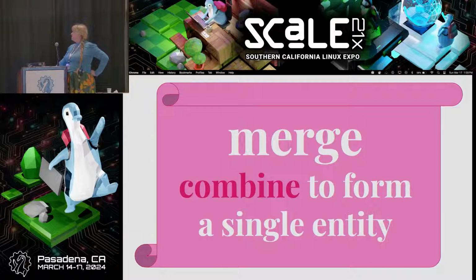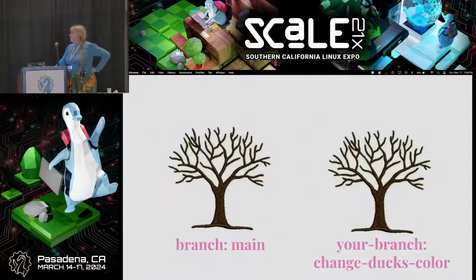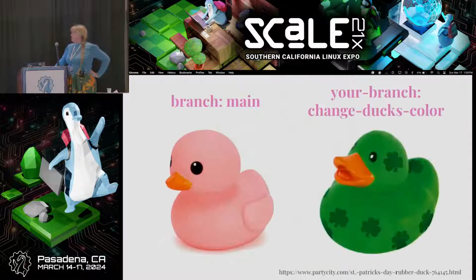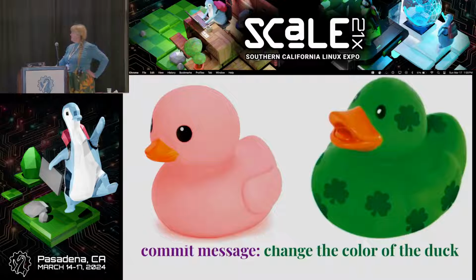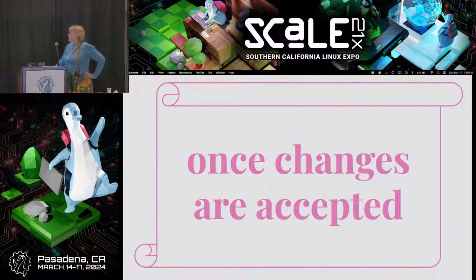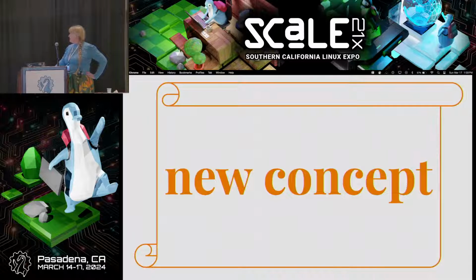Merge means to combine two things into a single entity, right? So two things become one. Our branch from main and your branch that changes the duck's color turn into one branch that is just main. There's your pink duck and your green duck, and you say your commit message, change the color of the duck, please. And yes, you can merge your code, and once it's merged, we're all happy, the changes are accepted, the branches are merged, and your green duck is the main branch now.